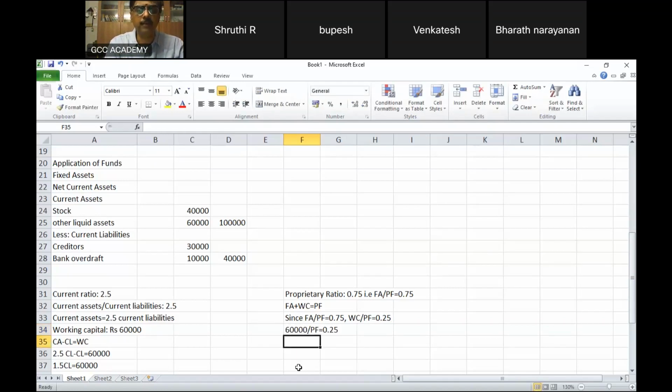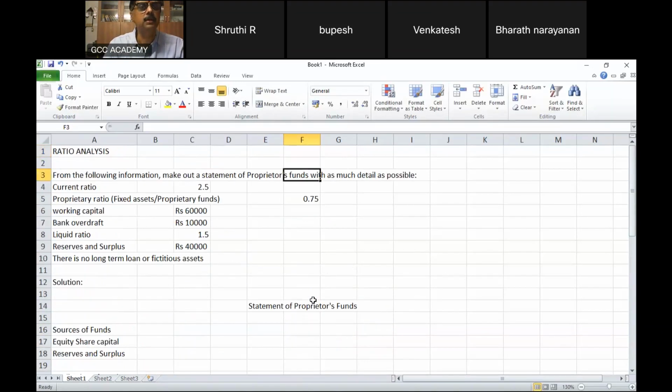So what is proprietary fund? 60,000 by PF, proprietary fund, is 0.25. Can you tell me what is proprietary fund? Am I audible or not? 2,40,000. Good. So proprietary fund is covering share capital and reserves and surplus. Proprietary fund covers share capital and reserves and surplus.